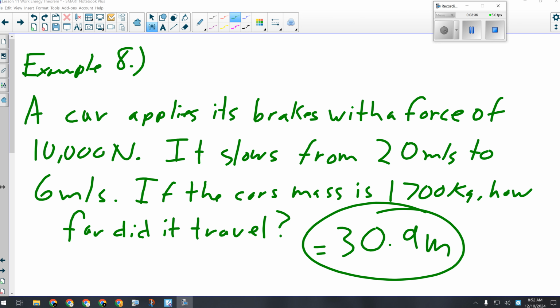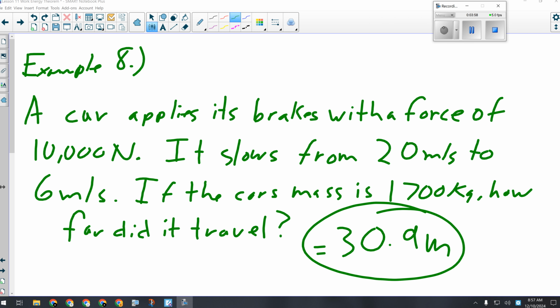All right, so you've got a car applying its brakes. It's traveling along at 20 meters per second. It applies the brakes. 10,000 newtons worth of frictional stopping force is applied. It slows from 20 to 6. The car's mass is 1,700 kilograms. We're looking for how far it traveled.